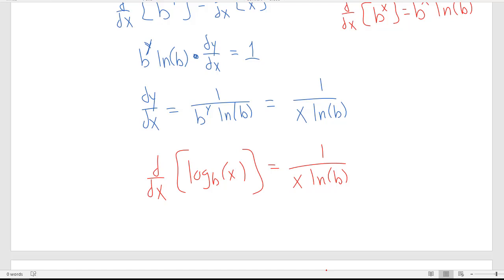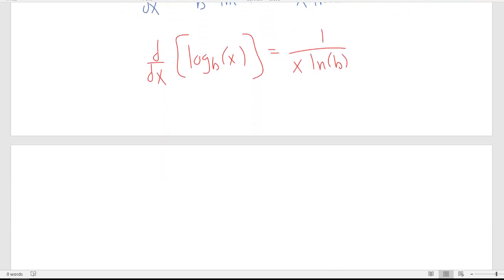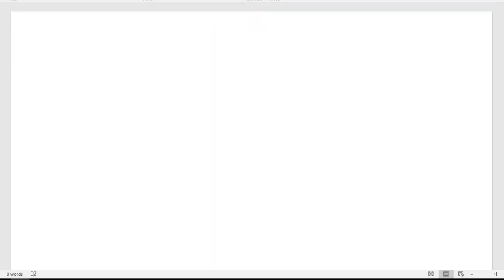So we have a more generalized formula for the derivative of any base logarithm. Our first couple examples were base e, and this now is a more generalized form for any logarithm base b. All right, so let's do a couple examples of this, and then we'll move on to some other ideas.